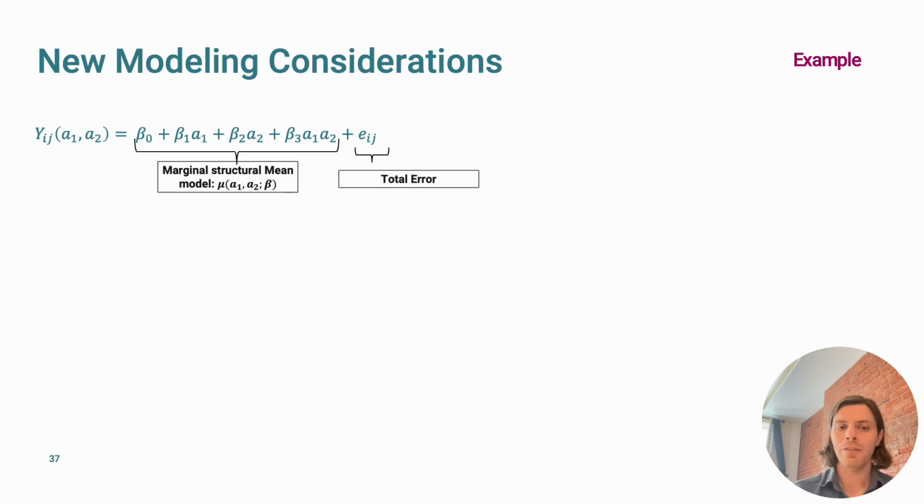So let's say Y_ij is our outcome of school professional i in school j under adaptive intervention (A1, A2). And we can model that outcome as follows: beta 0 plus beta 1 A1 plus beta 2 A2 plus beta 3 A1 A2. All of that is our marginal structural mean model, which we'll denote mu of (A1, A2). And now you can forget about that. We're not going to talk about that pretty much the rest of today. So ignore that. But we do have this error term at the end, epsilon_ij. And this is our total error. And this is going to be what we're focusing on for these next couple slides.